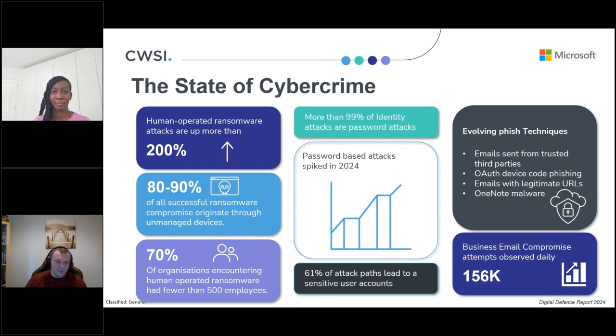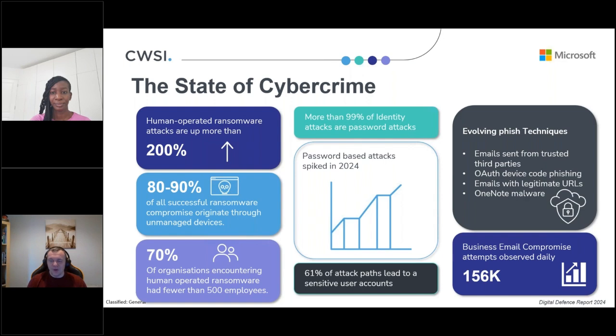And again, the shift is kind of changing. The large corporations have adapted security. So 70% of the organizations that encounter human-operated ransomware have fewer than 500 employees. So attackers have started shifting down and looking at the organizations where security is not quite there yet. Then moving on, identity is still a huge piece. So more than 99% of identity attacks are password attacks, and password-based attacks have spiked in 2024. And when we think about these password attacks, again, we need to think about the evolution of MFA or phishing-resistant credentials, etc. So 61% of those attacks lead to a sensitive user account, so the lateral movement paths are always exposed.